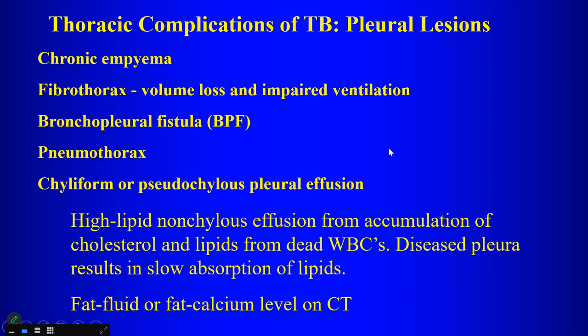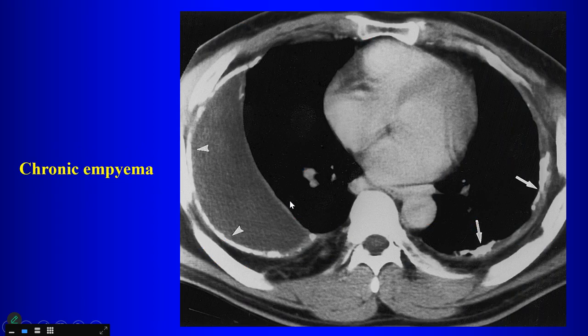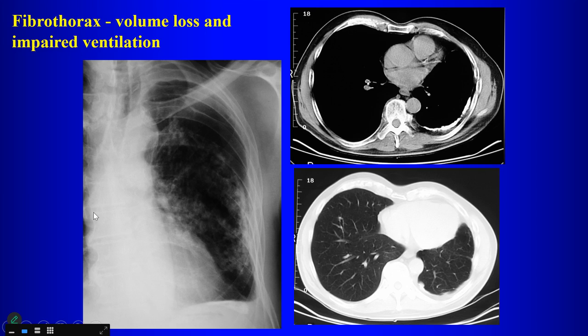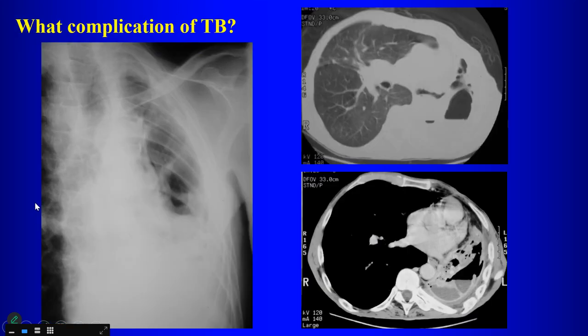Pleural lesions, we can get these also as complications from tuberculosis. So we talked about chronic empyema, pleural calcifications, pleural effusions. That can be a chronic empyema from tuberculosis. Fibrothorax, pleural calcification that results in scarring and volume loss. That can occur from tuberculosis. What complication is illustrated here?